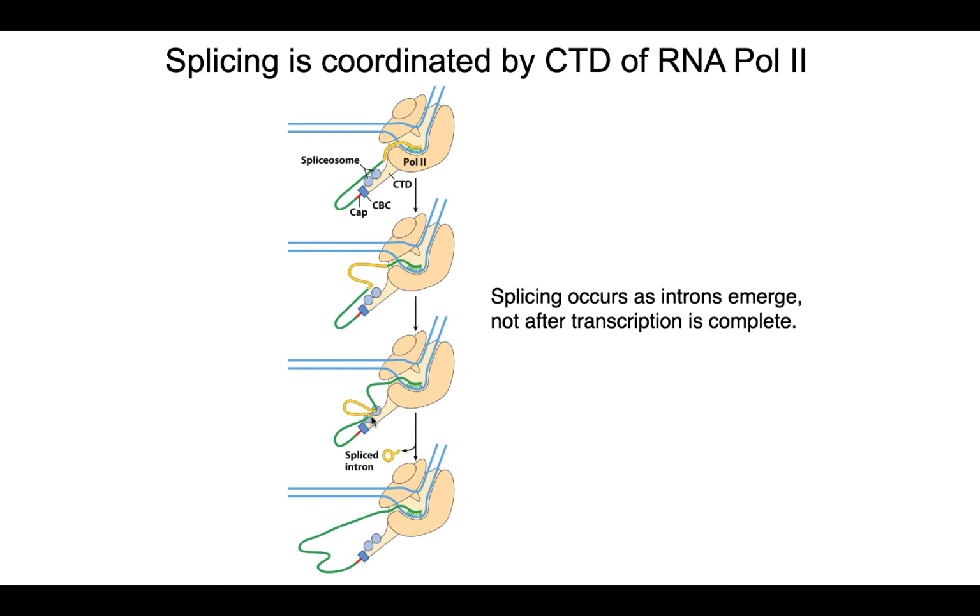There are circumstances in which introns and exons will both be spliced out. We're going to go to that in a second. But the normal situation is that as an intron emerges, it immediately is spliced before the next one emerges. And so this is how a cell can maintain the accuracy of splicing.